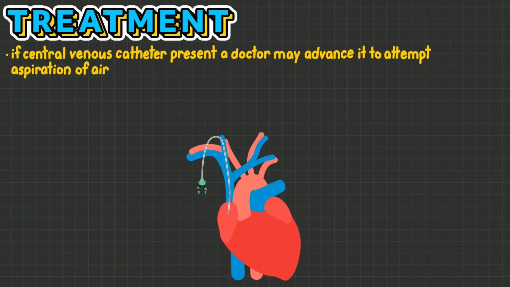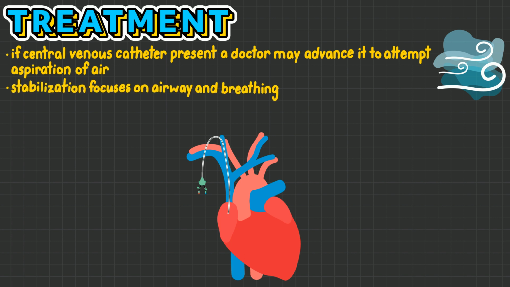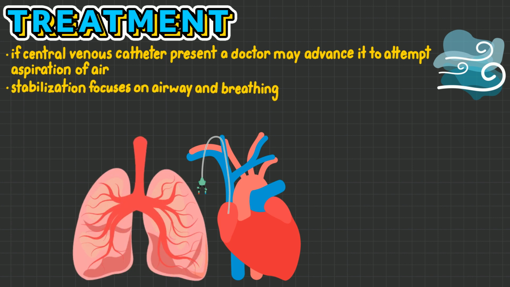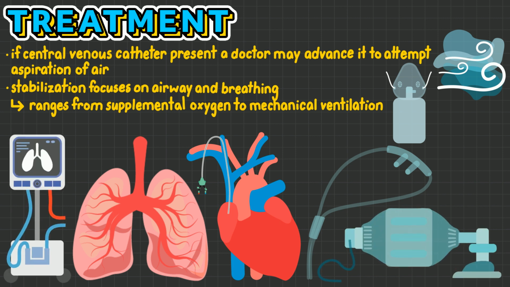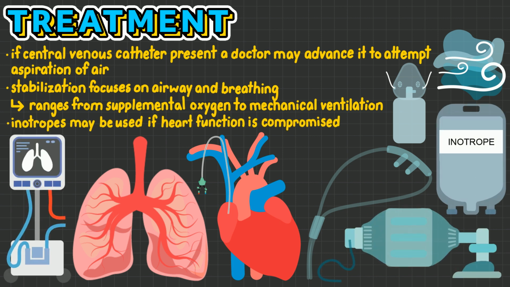If a central venous catheter is present, a doctor may advance the line and attempt to aspirate the air from the right side of the heart. Stabilization focuses on airway and breathing and can range from supplemental oxygen to mechanical ventilation. Additionally, inotropes may be used if heart function is compromised due to right-sided heart strain or cor pulmonale. If you want to learn more about cor pulmonale, then click the link on screen or in the description down below.